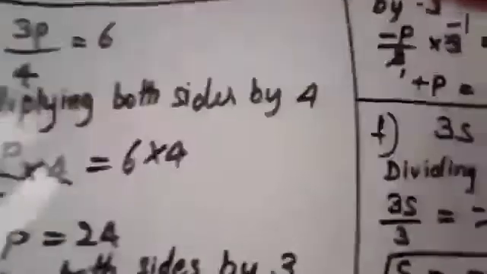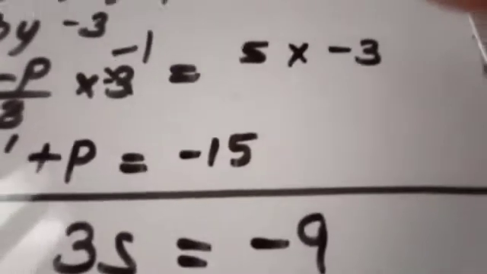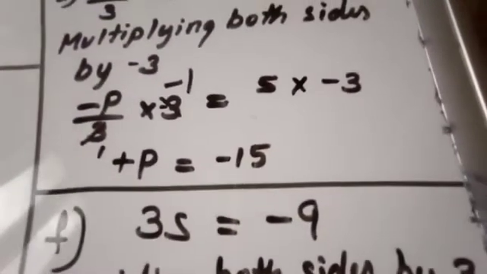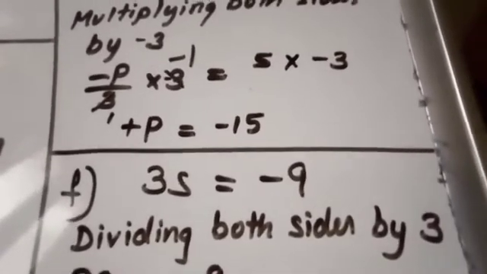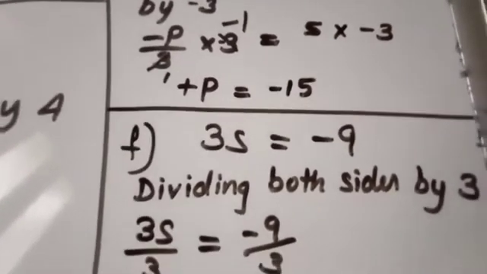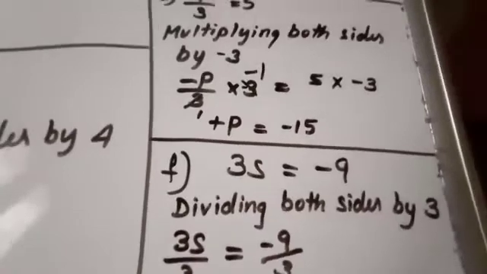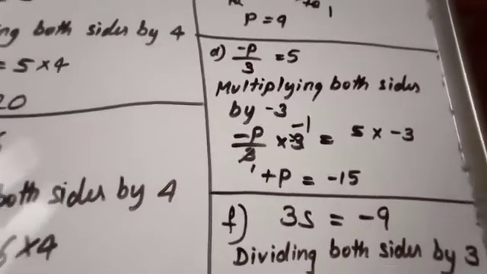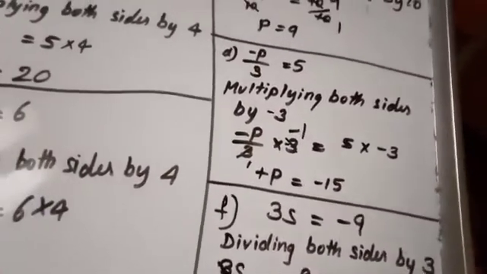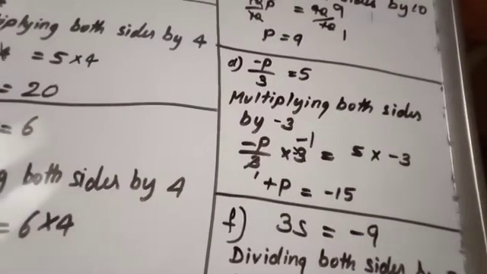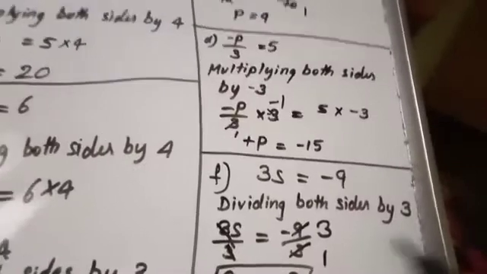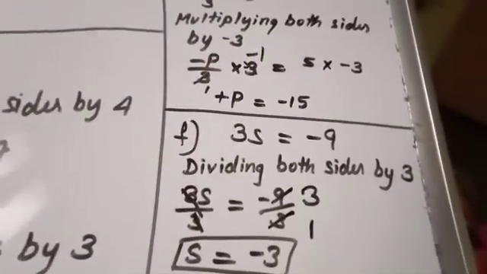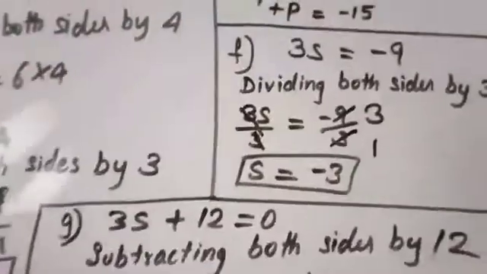Now let us go to the F question. 3s is equal to minus 9. Dividing both sides by 3. If we divide, we will get cancellation of 3. 3 1s are 3, 3 3s are 9. So minus 3. s is equal to minus 3. Hope you understood.